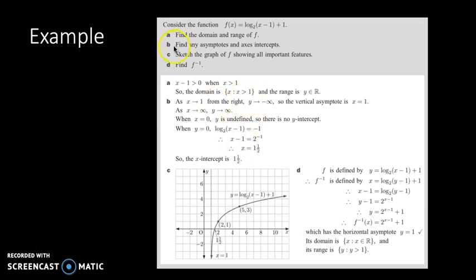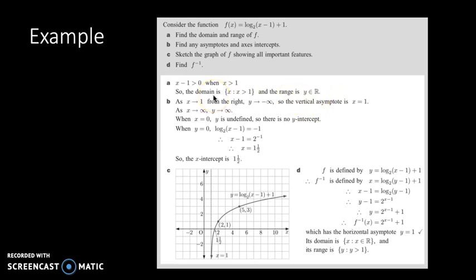Then it wants us to find any asymptotes or axis intercepts. So we know from our domain here that x is always going to have to be bigger than 1. So we know that x equals 1 straight away is going to be our vertical asymptote, as it is an x value. Y is just within the set of real numbers, so there's going to be no horizontal asymptote for this graph. And we said that x needs to be bigger than 1, so if we looked at that in a graph, we would see that it's not going to cross the y-axis, and therefore there is no y-intercept, but there is going to be an x-intercept because y is within the set of real numbers.